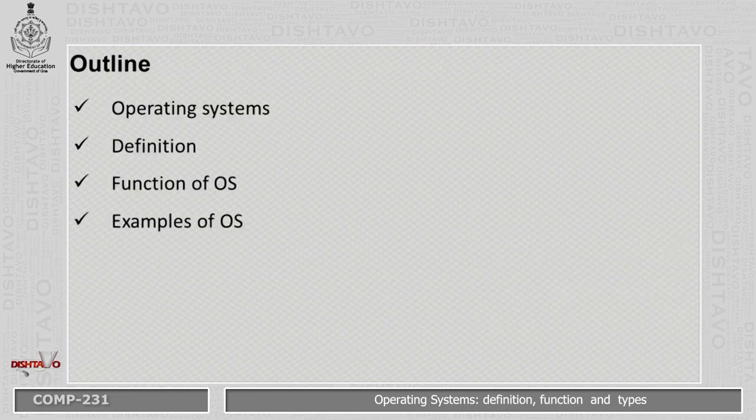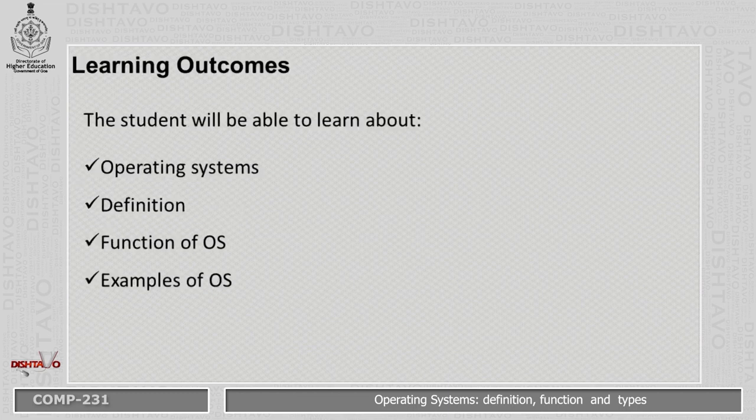The outline of this current module is operating systems, their definition, functions of an operating system, and different examples of operating systems. At the end of this module, students will be able to learn about the definition of an operating system, the different functions of the OS, and different types of OS.